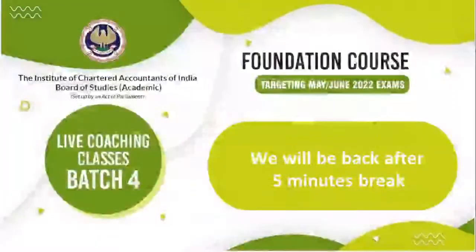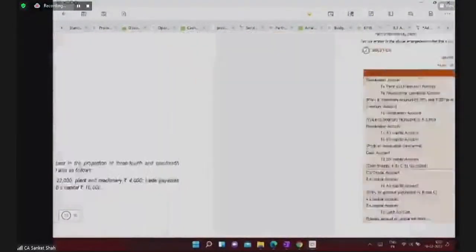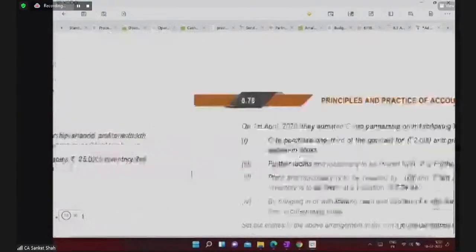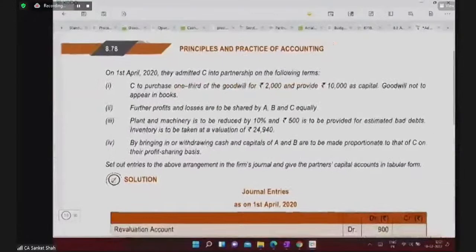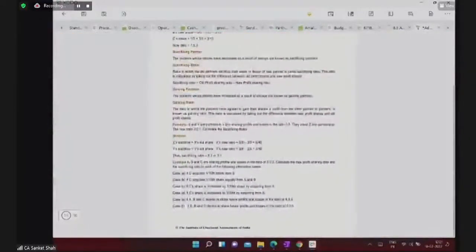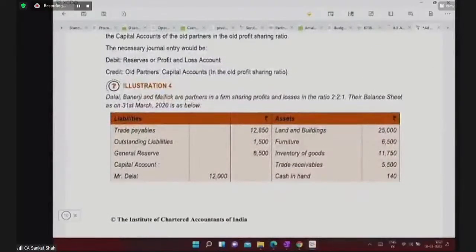And try number 6. Try to solve question number 6. After break, no, not question 6. Wait. I will tell you the question number. In break, you can solve this question, those students who don't want a break. Dalal, Banerjee and Mistry. Illustration number 4. You try it. Okay. Take a break.